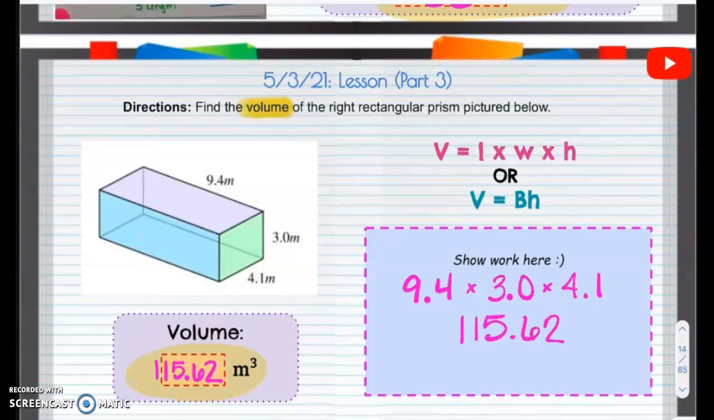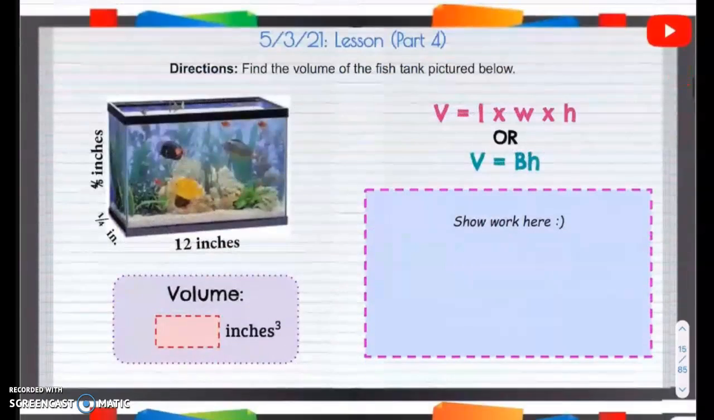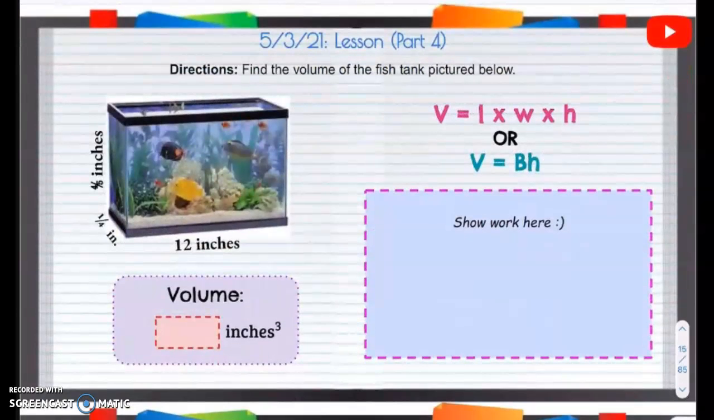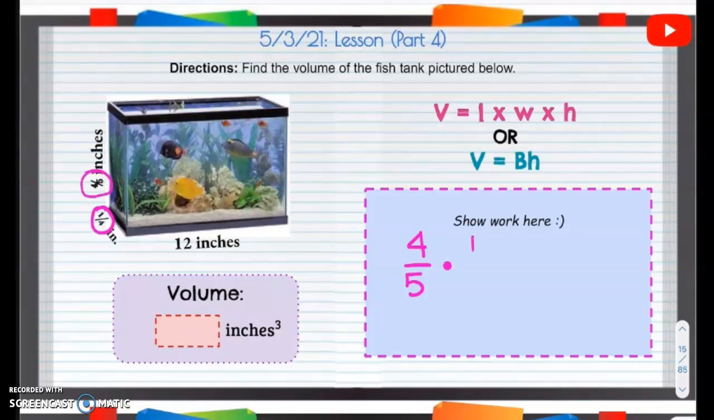All right, last but not least, let's go to that lesson part 4. We are going to multiply again. In this case, this is going to be 4/5. So we have 4/5. And then we're going to multiply it by 1/4. Then we'll multiply it by 12. And we'll put it over 1. All right, let's multiply straight across.